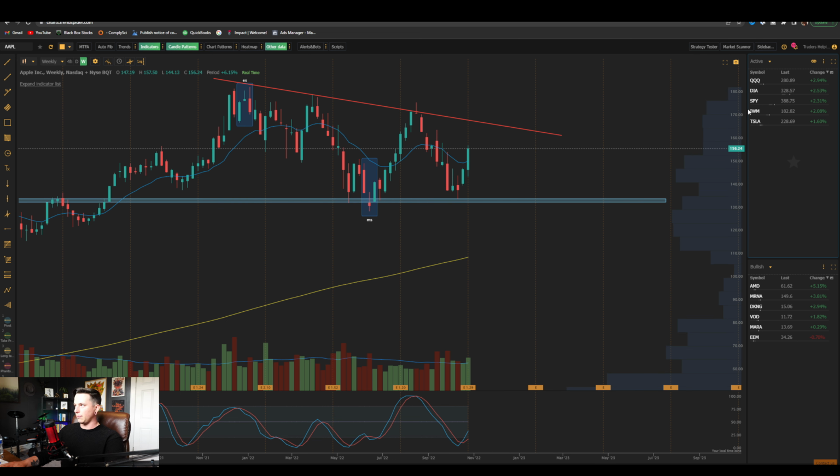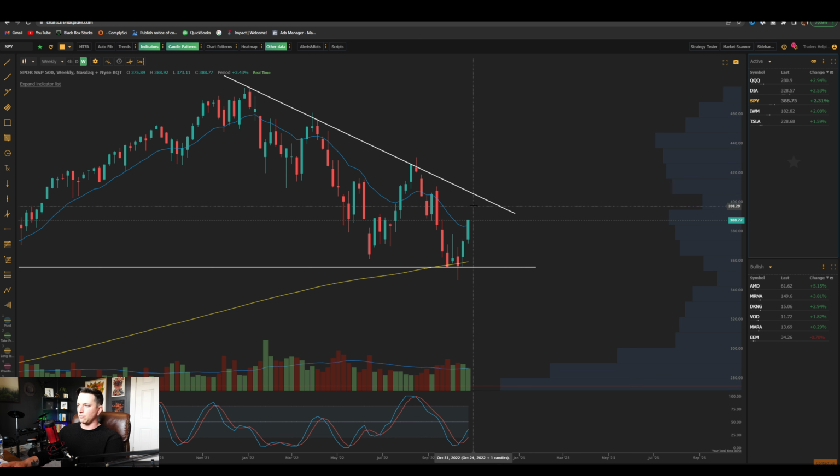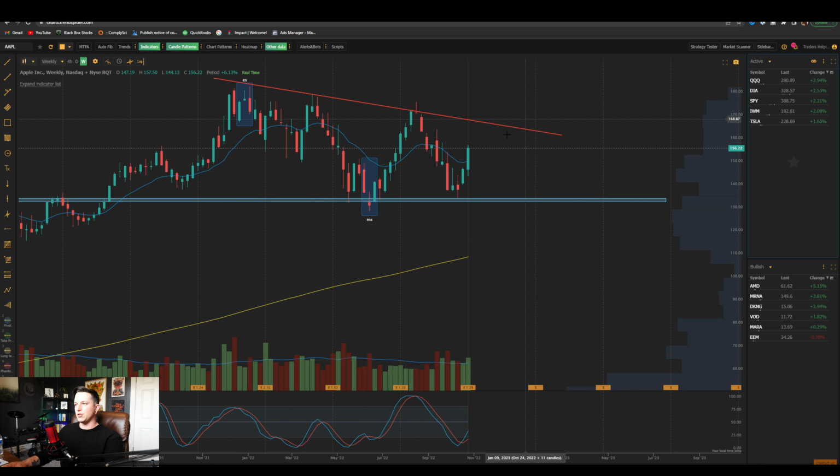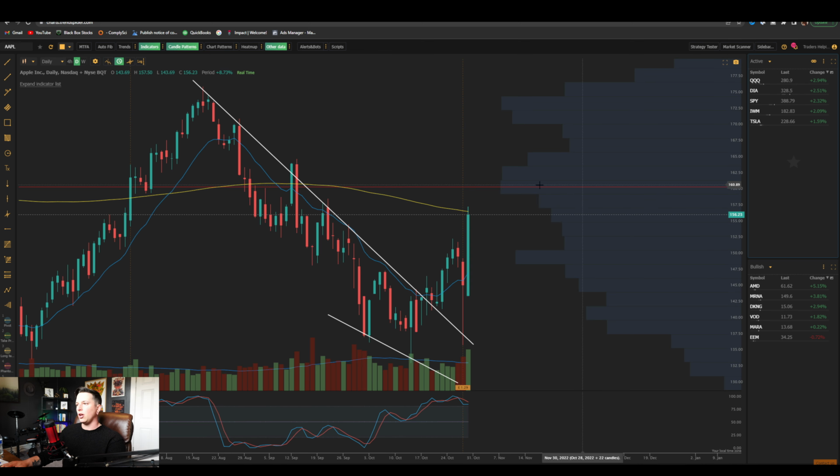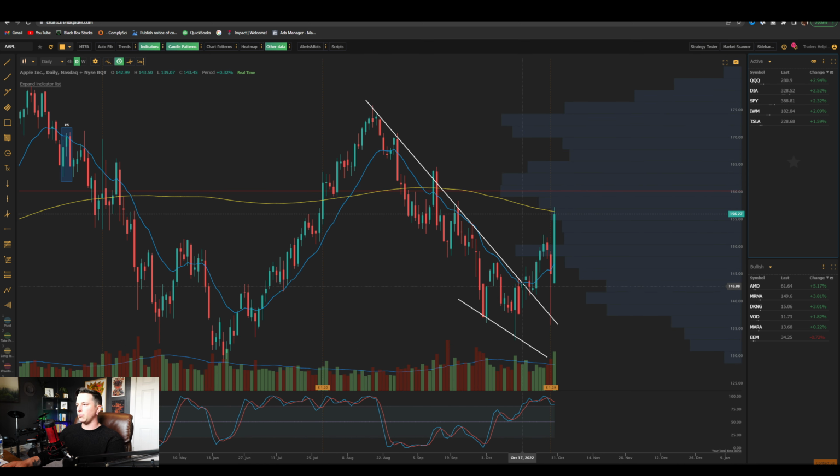I said this in a lot of my other videos, but I think SPY is going to run back up to 400, probably get rejected, and move back down to 357. Looking at Apple, I assume that would follow suit as well. Apple will probably try to move up about 6% before ultimately getting rejected and probably testing 135 one more time. So really good day for Apple, but in my opinion, I don't think we're going to just completely recover.